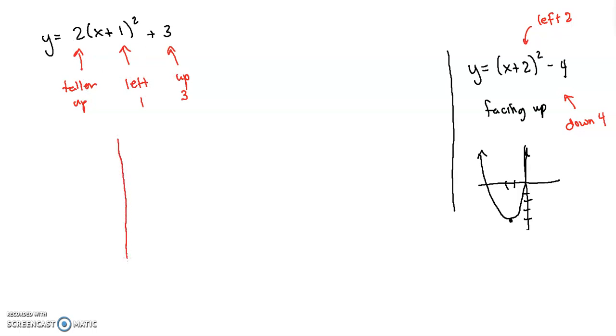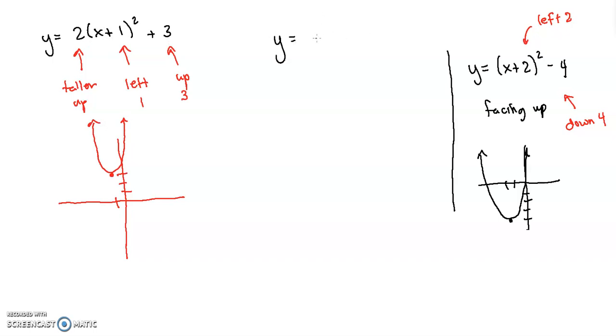So let's see if we can graph this. Okay, left 1 and up 3. And then it's going to be, see our picture on the right here? It's going to be a little bit skinnier than that. So it's going to be maybe like that. Okay, so make sure that you know what all of those numbers are going to do to the graph. All right, let's try another one.